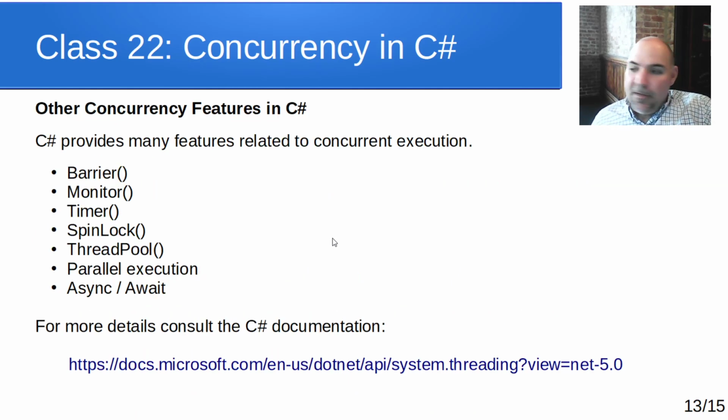Now, there are other concurrency features available in C#. There are barriers, there are monitors, there's timers, there's spin locks, there are thread pools. There's also parallel execution, parallel for, parallel for each, parallel invoke that are useful to look at. And then there's the asynchronous programming with async and await that works very similarly to how it works in Python. But if you want details about how that works, consult that C# documentation. I have a link to it here. So you can just click through on that, take a look at that. And notice that's .NET 5.0.